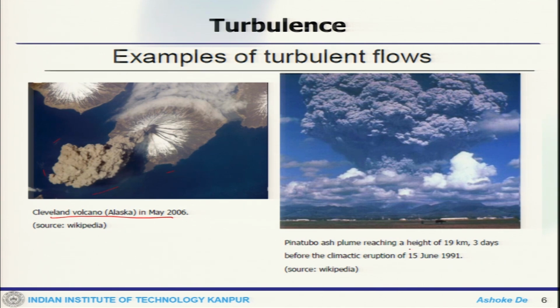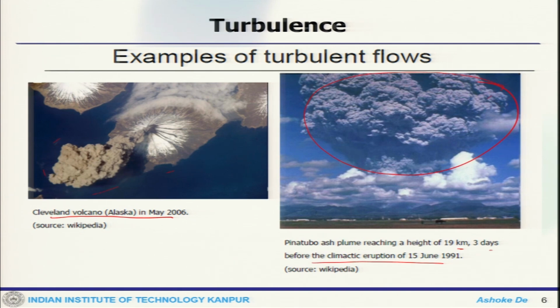Then another ash plume reaching a height of 19 kilometers, 3 days before the climactic eruption of 15 June 1991. You see this huge structure. Now think about the scale of these things. On one hand you are looking at the macroscopic structure of it, and apparently it looks quite random in nature, chaotic in nature, and in one single sentence one can characterize this particular flow physics, the turbulent, qualitatively, as purely random or chaotic in nature.